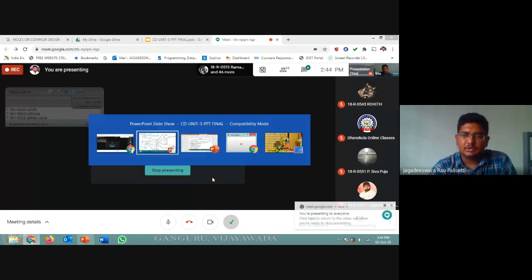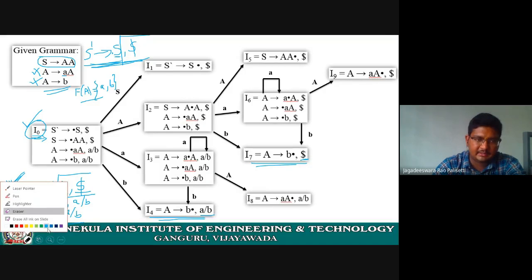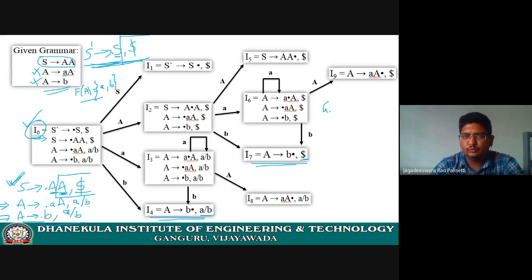Okay. So from that, our process is the same. What is our process? We depend upon I0. Compute the goto function. Here I am writing goto on I0 with respect to the terminals and non-terminals. What are the terminals and non-terminals we have? There is a capital S, a capital A, a terminal a, and a terminal b.